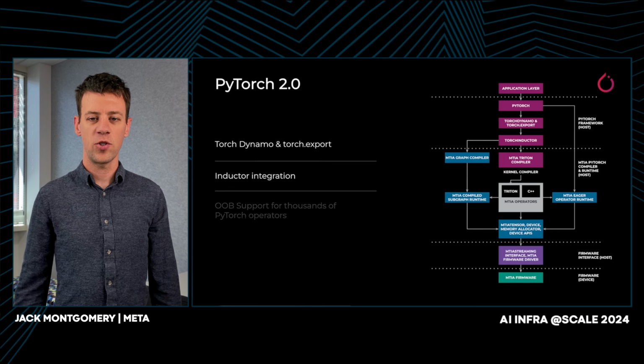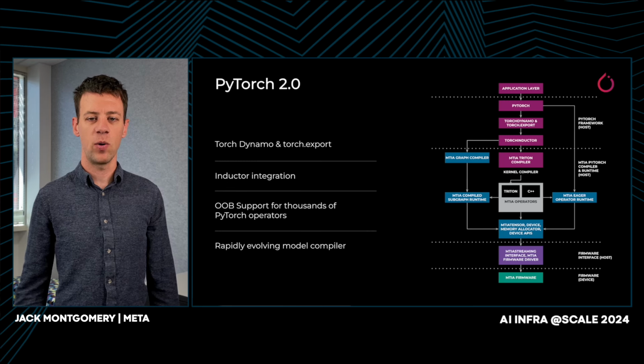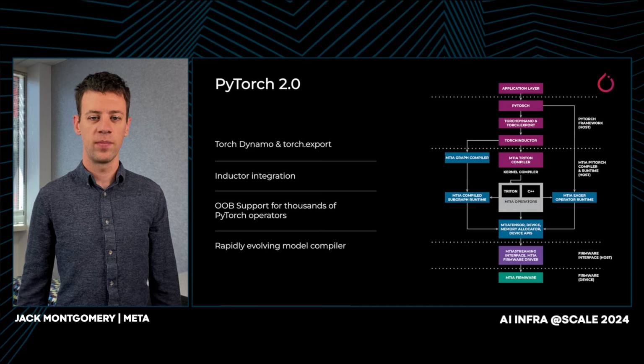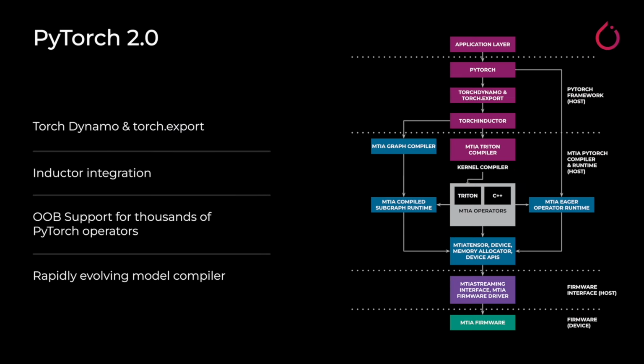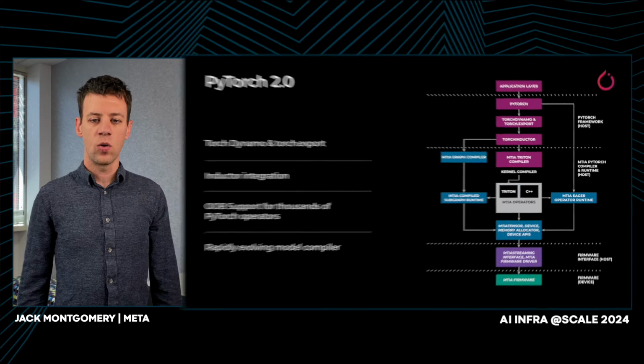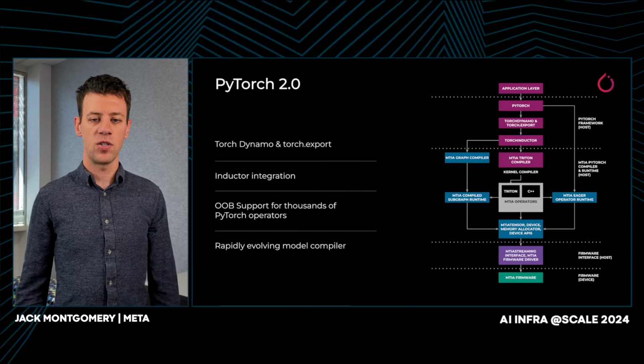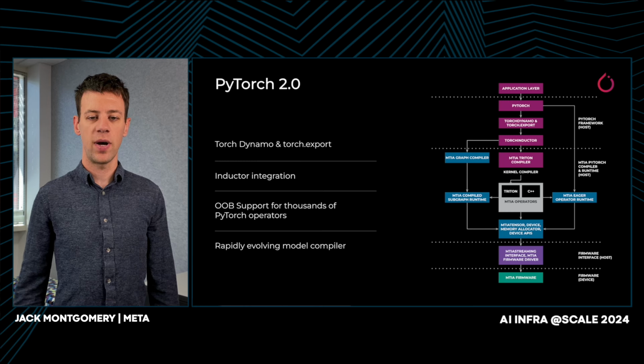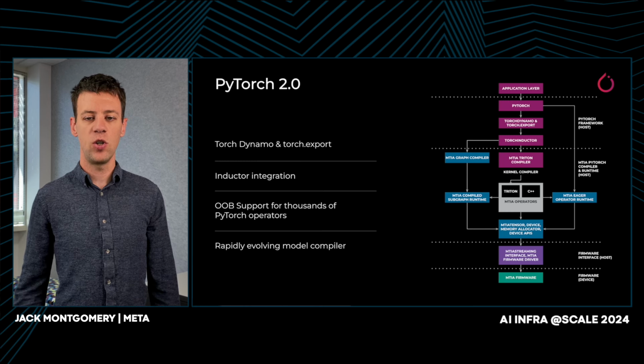Direct integration with PyTorch 2.0 allows model owners to achieve peak performance on MTIA hardware with very minimal effort. This includes graph capture using Torch Dynamo and Torch Export, and a backend optimizing compiler integration using Inductor. This also will provide out-of-the-box support for thousands of PyTorch operators in both eager mode and graph mode on MTIA devices. We're also able to leverage all of the latest technologies in the rapidly evolving PyTorch 2.0 compiler stack to achieve peak performance on new model types, as well as make models that are already running on MTIA hardware faster automatically.